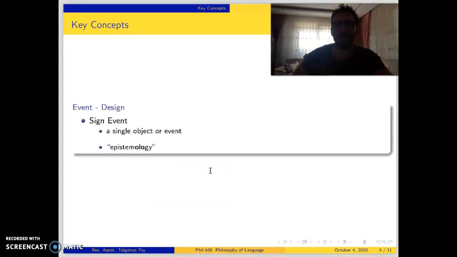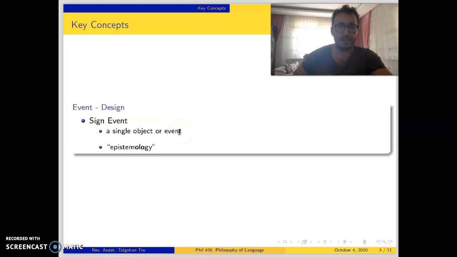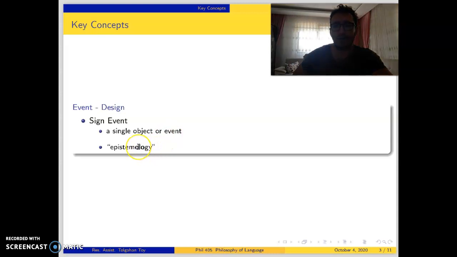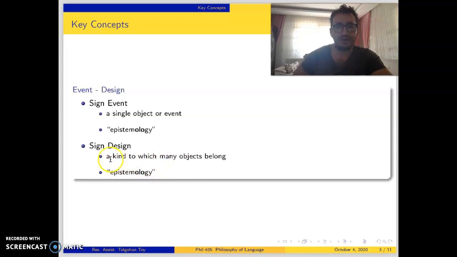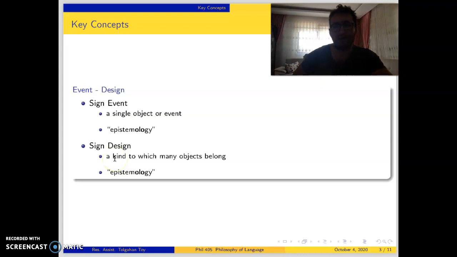There is also the sign event and sign design distinction, since sign is an ambiguous term. Sign event is a single object or event, as events take place in time and space. They are more concrete. When I ask how many O signs are there in this expression, if what I am interested in is sign event, then there are two O's. These are two different O's because they are two different objects, events. But if what I'm interested in is the general pattern or the kind of O's, then there is only one O. So sign design is more abstract than sign event. The distinction between sign event and sign design is like the particular universal distinction in metaphysics.